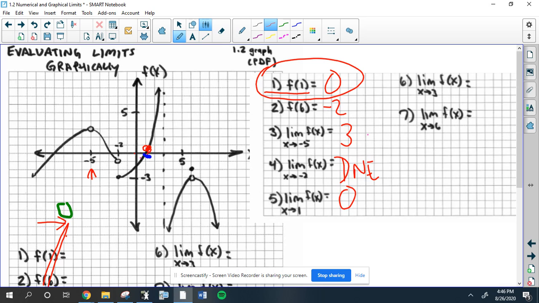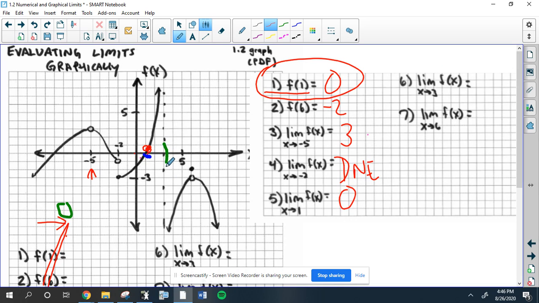It turned out to be 0. Turns out to be the same as the limit. That's not always the case. We'll see. So now for question number 6, the limit as x approaches 3.